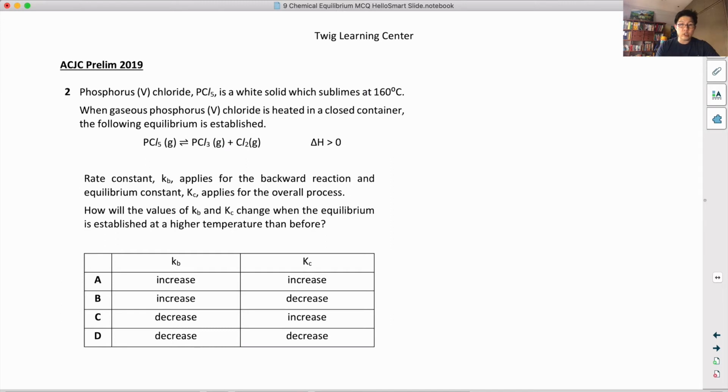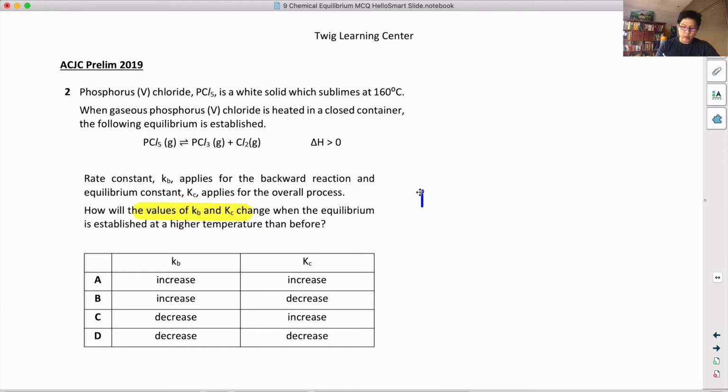Okay, and this is the equation. They say the rate constant Kb applies for the backward reaction and the equilibrium constant Kc applies for the overall process. How will the values of Kb and Kc change when equilibrium is established at a higher temperature?